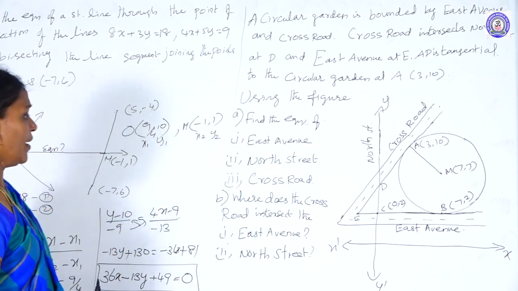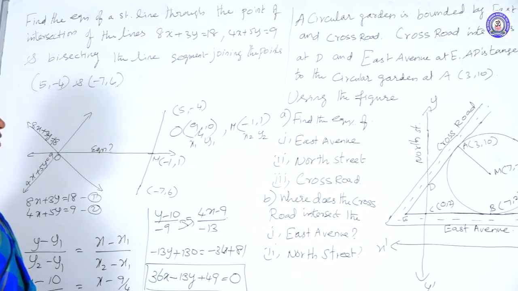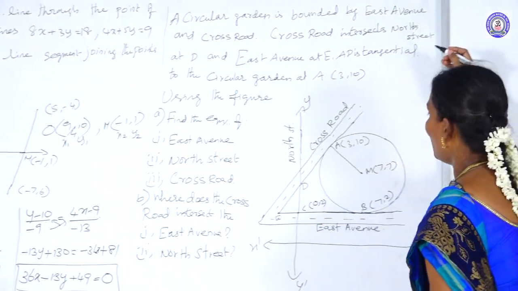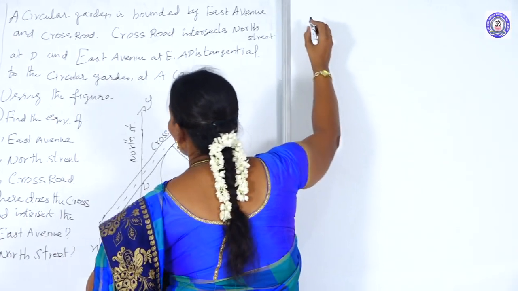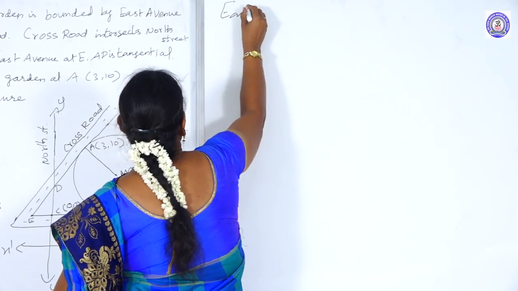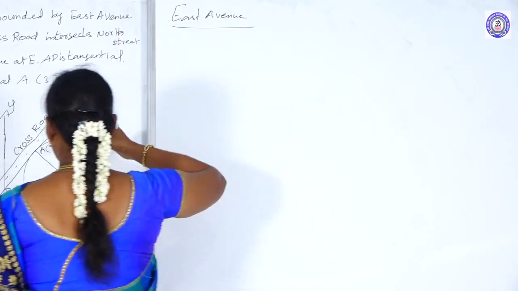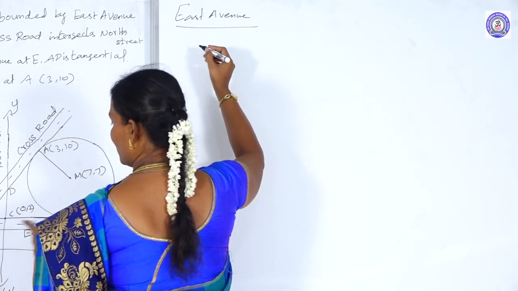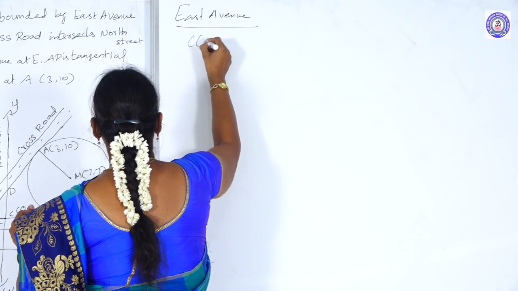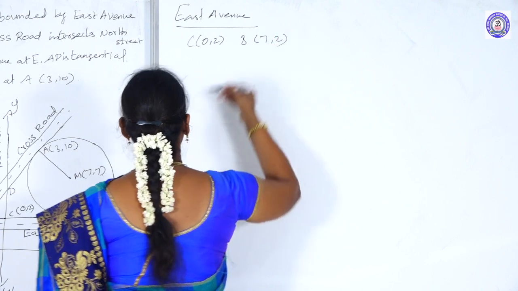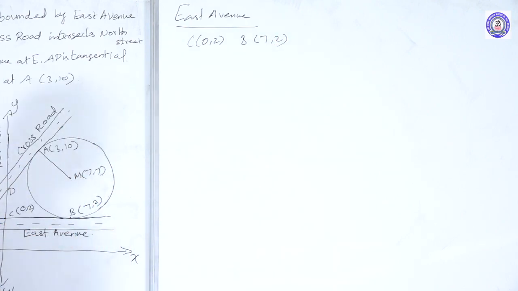So, you can find out the equation of the East Avenue. Because the 2 points are given, first the equation of the East Avenue. What are the points? C of 0, 2 and B of 7, 2. So 2 points are there.